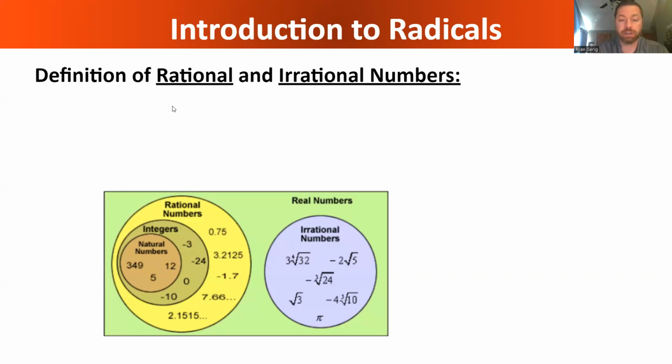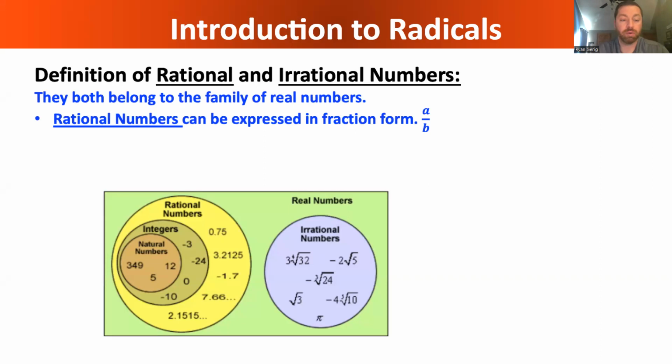Remember when we talked about rational and irrational numbers? All right, so rational numbers and irrational numbers really belong to the same family of numbers. They're called real numbers. There's also imaginary numbers, which we aren't going to get to in this class. That's higher math, but right now we're dealing with real numbers, and those can be broken into rational and irrational numbers. Rational numbers are simply numbers that can be expressed in fraction form, so A over B.